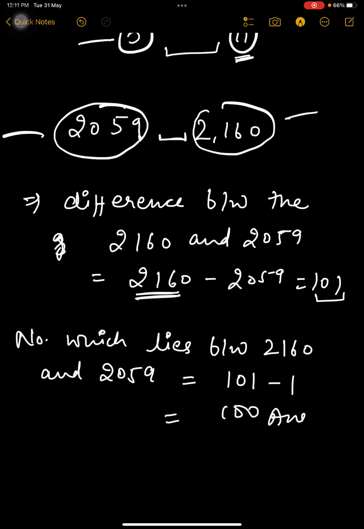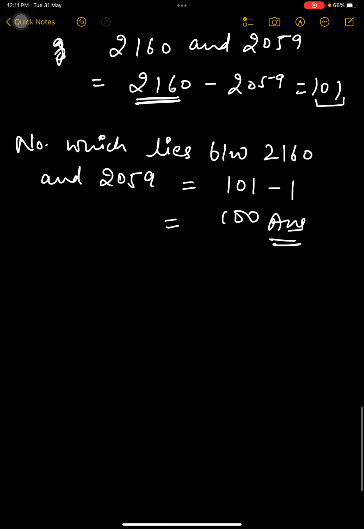So this is the answer to question number 4. I hope this question is clear to you. In this type of question, first find the difference between the two numbers, and then whatever answer you get, just subtract one more, because I need to find the numbers lying strictly between the given two numbers. Is it clear?